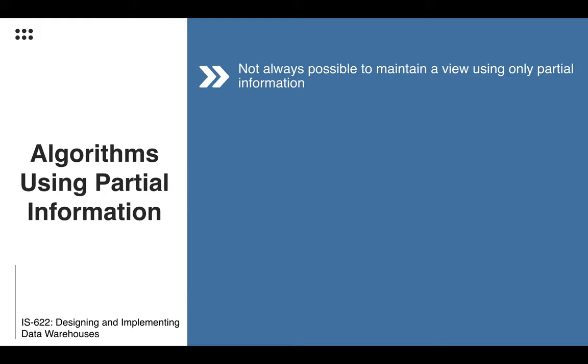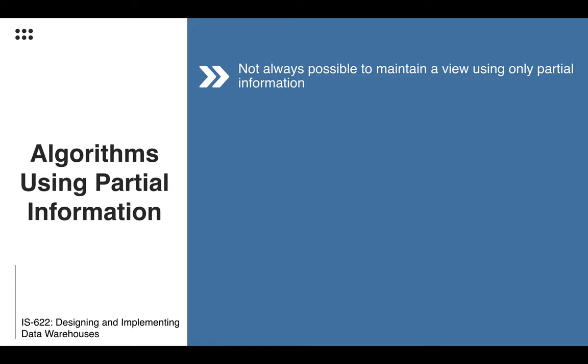it is not always possible to maintain a view using partial information. Again, as I told you, sometimes you cannot do it. So that's why you have to have an algorithm which is a backup, which does that operation for you, right? So if you don't have that information, if you cannot do it, then you have to roll back, you have to go back to the algorithm using full information.